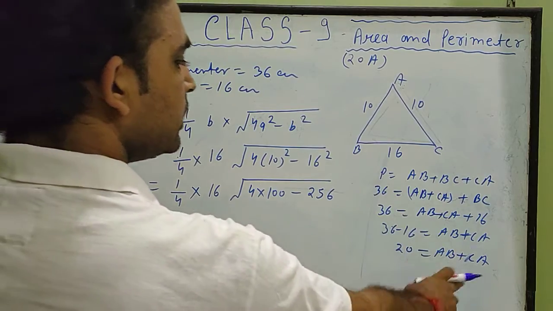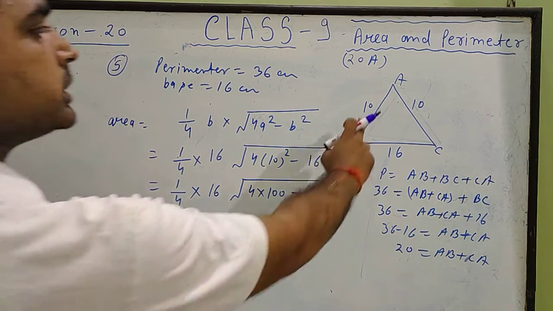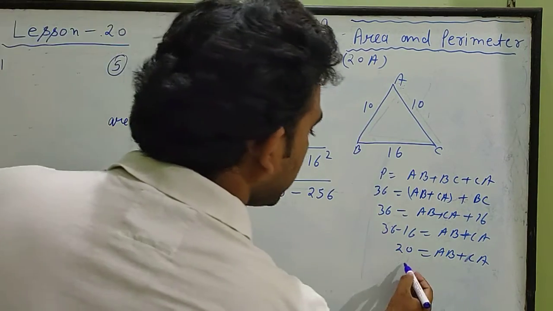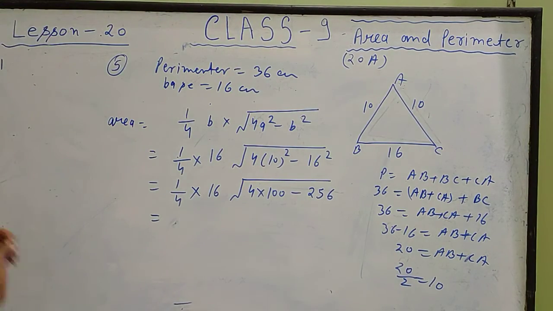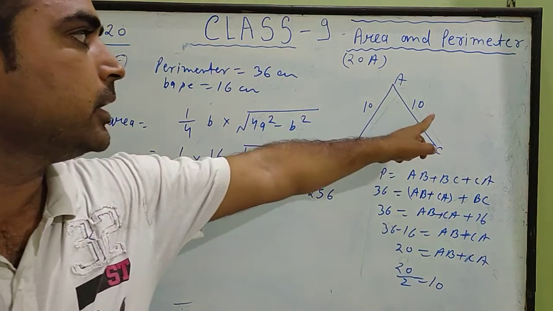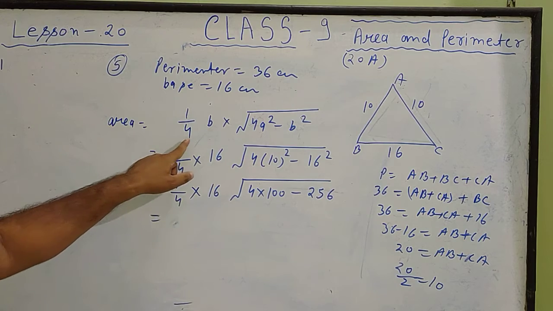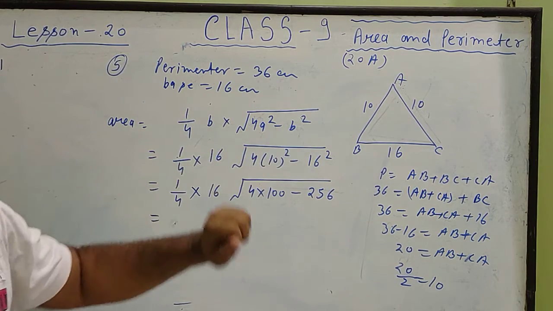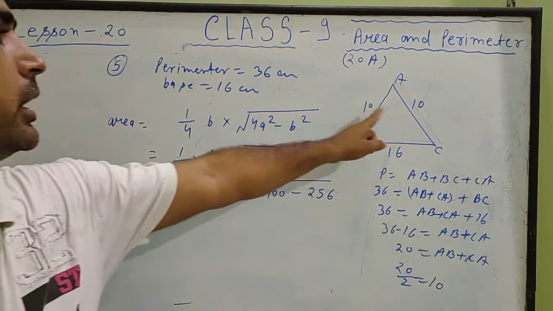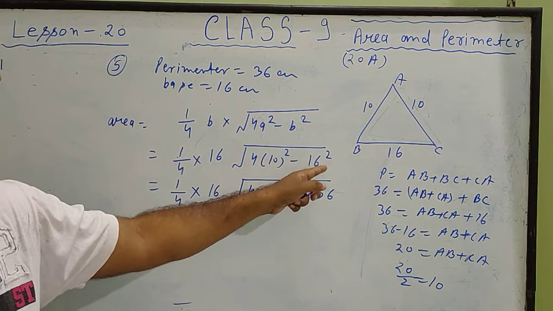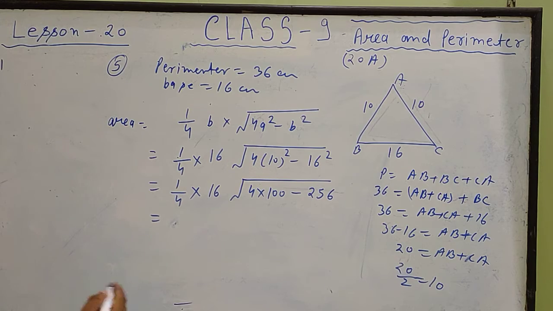So first we find AB plus CA is equal to 20, and we know that in an isosceles triangle both sides will be equal. So half of 20 is 10, means this side will be 10 and this side will be 10. So with the help of the perimeter we can find the equal side of the triangle. Now the formula is 1 by 4 b under root 4a square minus b square. B means base, that is given 16. A is the equal side, so that is 10, minus 16 square. B means base. Okay. Now solve it.